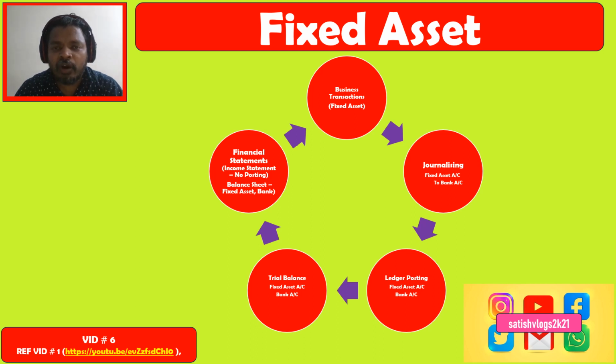Now tell me, what is the account which this fixed asset primarily falls? This is a real account. Okay, what is the golden rule for a real account? Debit what comes in, credit what goes out. So what the business would be receiving? The business would be receiving the fixed asset. What the business is supposed to pay in order to receive the fixed asset? The business is supposed to pay the money in terms of cash or bank. Okay. Hope this is clear.